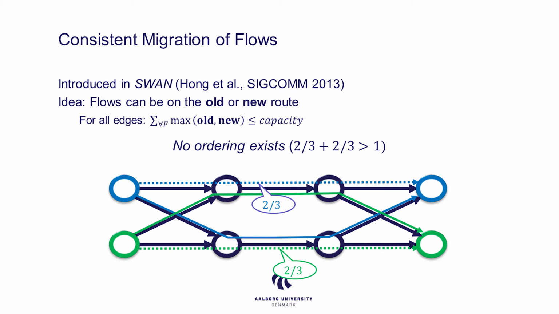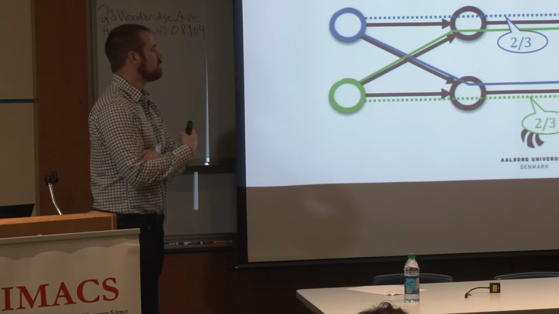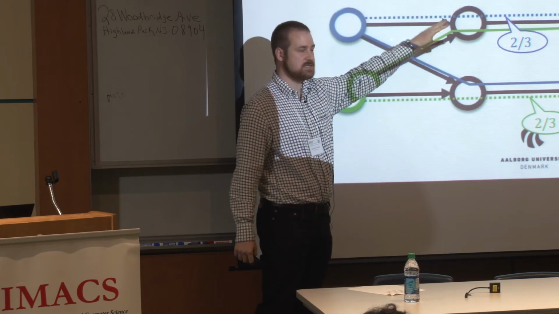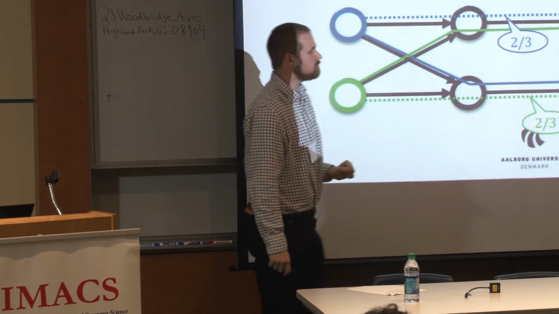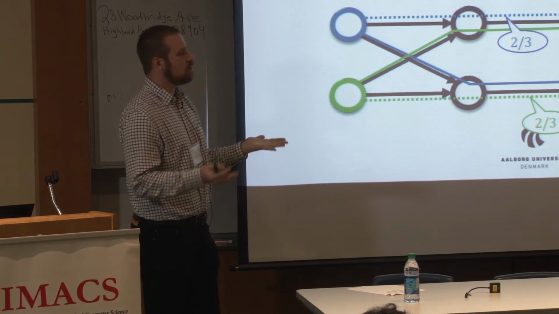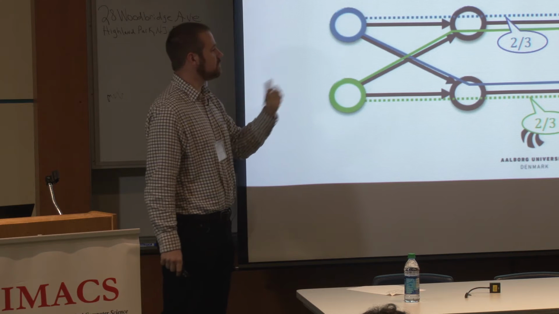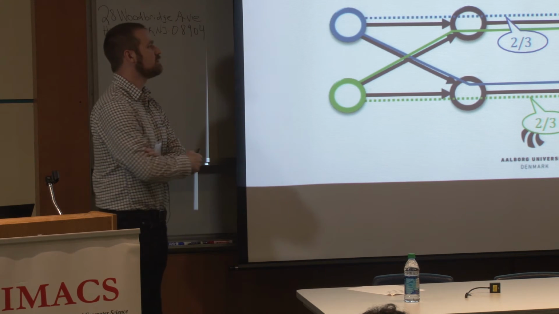And for that, I would quickly like to give you an example. Let's say you have two flows, a green one and a blue one, each with a size of 2/3, and all the edge capacities are 1. Now, if you update them at the same time, it could be that blue moves before green, and then you have some congestion on this edge up here. In fact, there's no ordering for this update, because no matter which one you move first, you will have some congestion on some link.